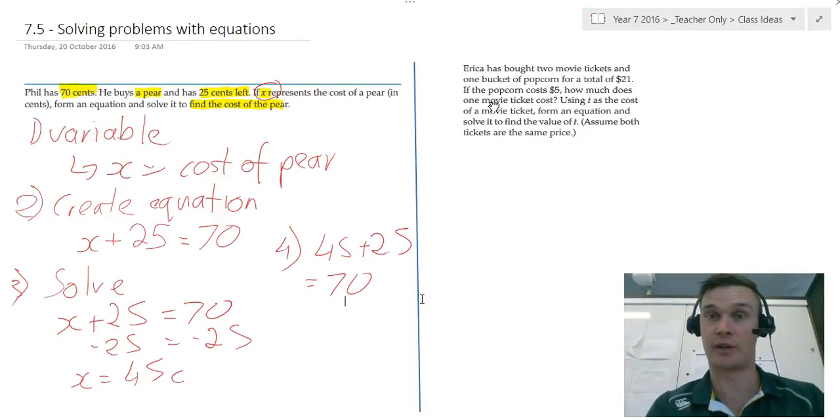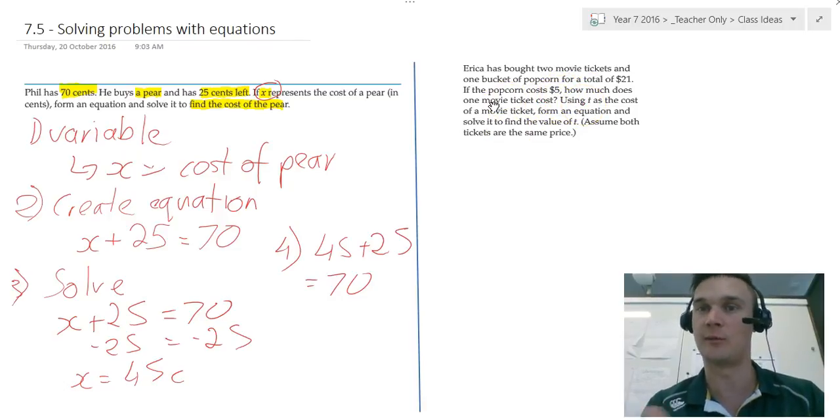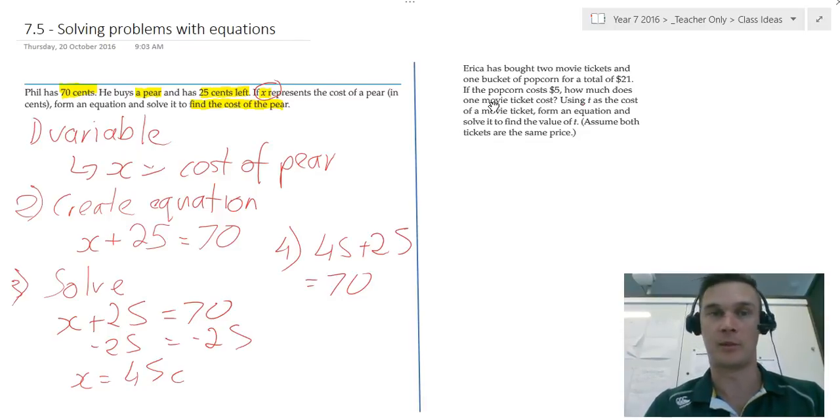Okay, so the question on this one is, Erica has bought 2 movie tickets and 1 bucket of popcorn for a total of $21. If the popcorn costs $5, how much does 1 movie ticket cost? Use T as a cost of a movie ticket to form an equation and solve it to find the value of T. Okay, so remember, step 1 is we need to identify the variable. Again, they've given it to us here, so we're going to use T, which is the movie ticket cost.